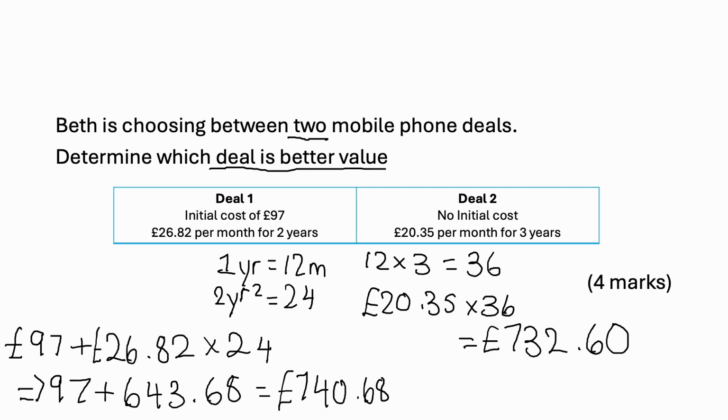Okay. Now the question says determine which deal is better. So in 2 years, Beth has to pay £740, whereas in 3 years, in deal 2, Beth pays £732.60. I think we can say that deal 2 is probably a better choice, because in more years she's actually paying less than what she would pay for 2 years. So I'll say deal 2.